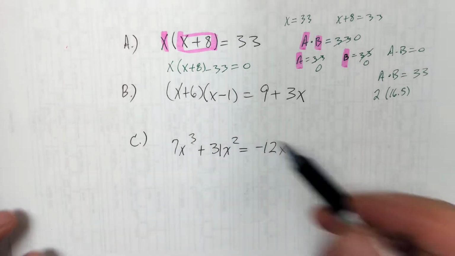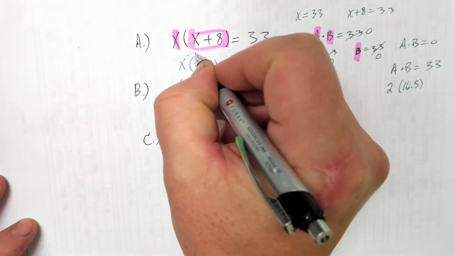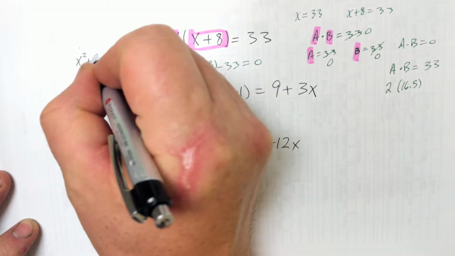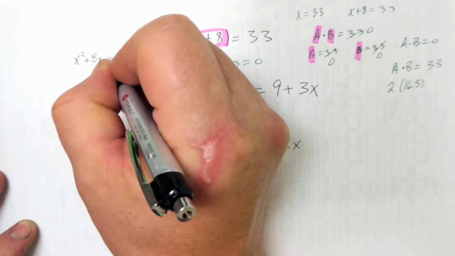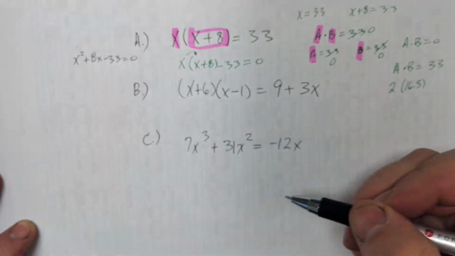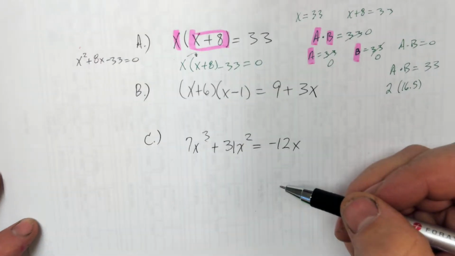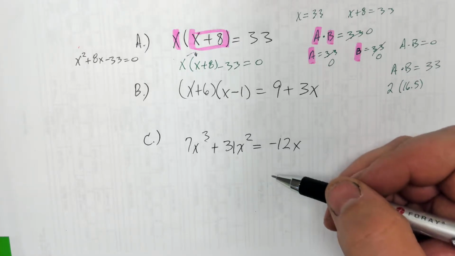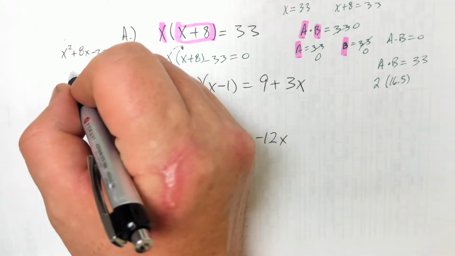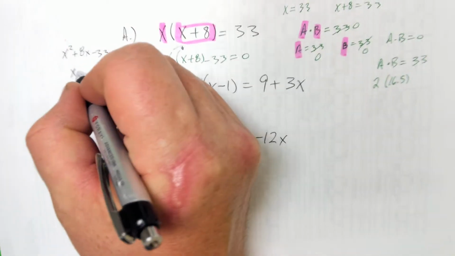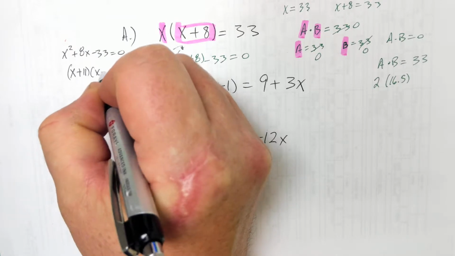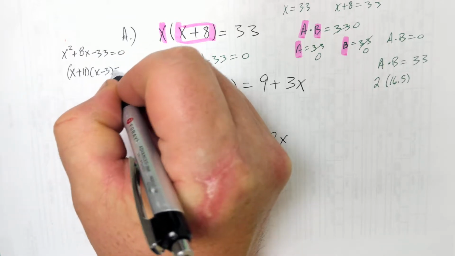So what we're going to do, I'm going to do it as scratch over here. I'm going to distribute this, right? I'm going to get x squared plus 8x minus 33 equals 0. Cool. Now I can factor that, and then I'll have two numbers multiplying that make 0. Because this would be x plus 11 and x minus 3 equals 0.